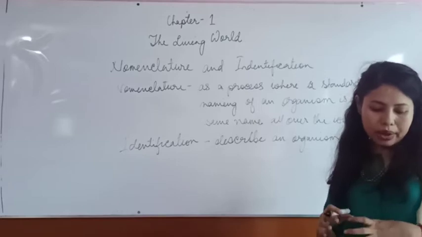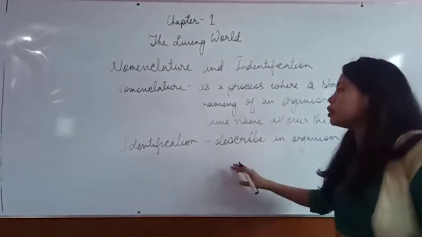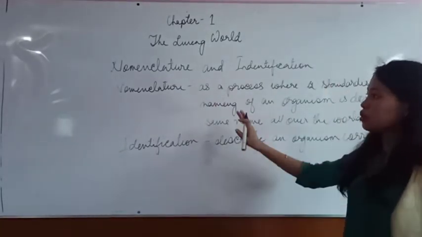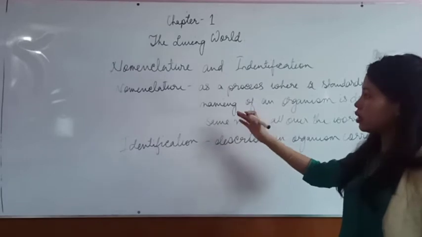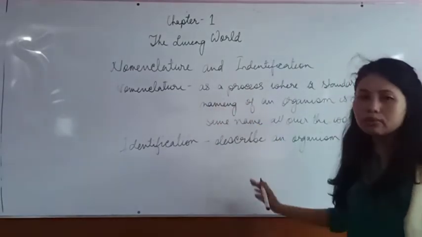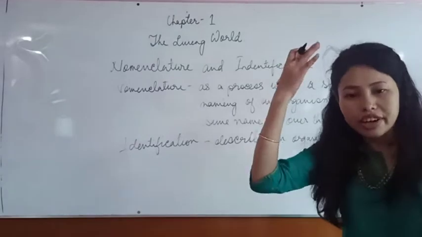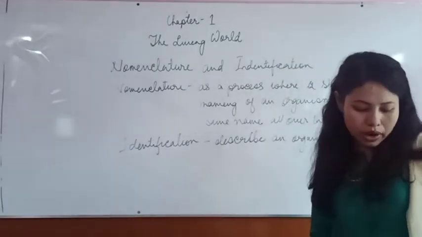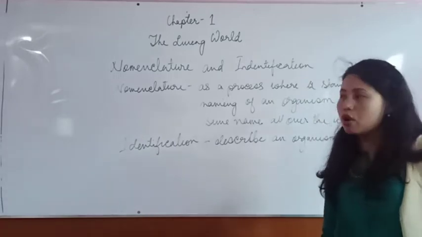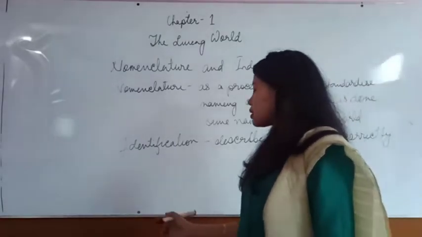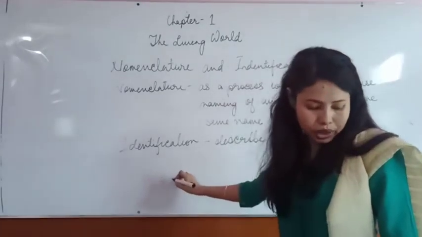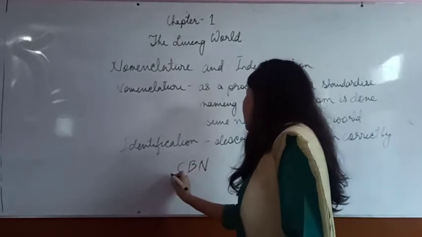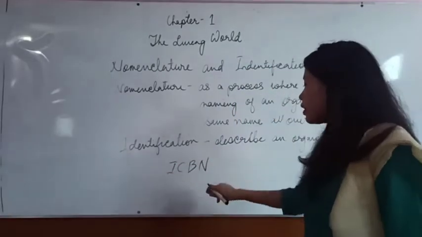See, there are many people who have been working on identification and nomenclature. In order to identify and give a name to an organism, many scientists have worked for a very long time, and we have naming organizations that are different for plants and animals. For plants, it is ICBN, the International Code of Botanical Nomenclature.